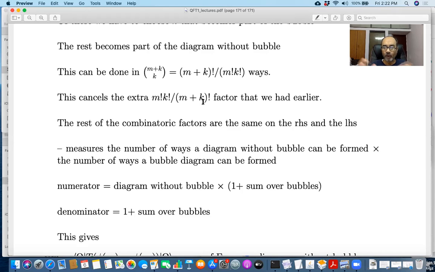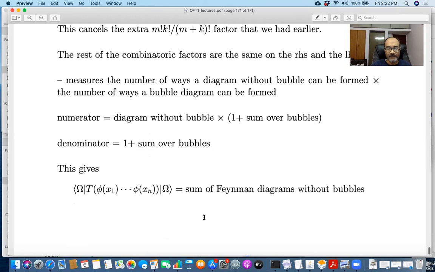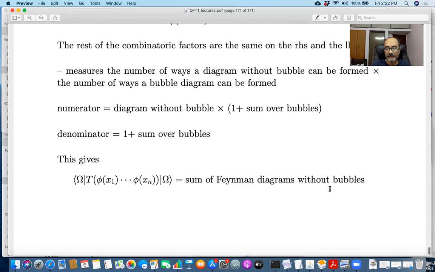They are a product not just formally at the level of the diagrams, but also as an expression. So this gives this result. The numerator is the actual diagram without bubble times 1 plus sum over bubbles. The denominator, on the other hand, is 1 plus sum over bubbles. And that gives the result that this matrix element that you're trying to calculate is indeed the sum over Feynman diagrams without bubbles. Is this clear?